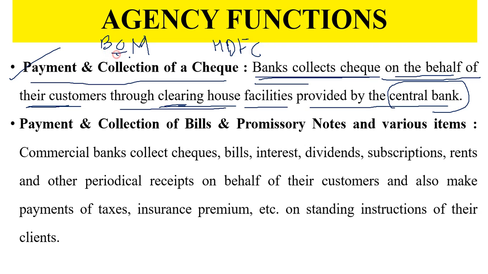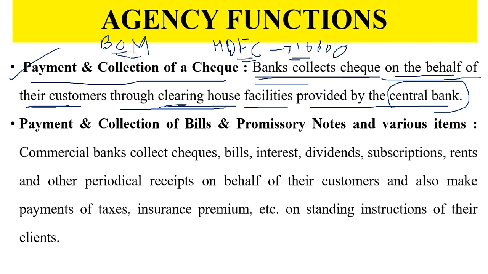This is your account, Bank of Maharashtra, and your friend's account is in HDFC Bank, and your friend has to make payment. If a friend wants to give you 10,000 rupees by check, what will your friend do? Your friend will give a check. Now he has an account in HDFC Bank, so obviously he will have an HDFC Bank check. On that check he will write 10,000 and give it to you.